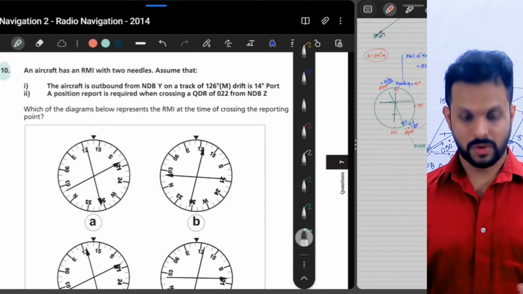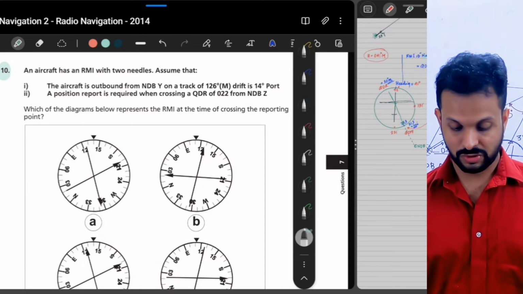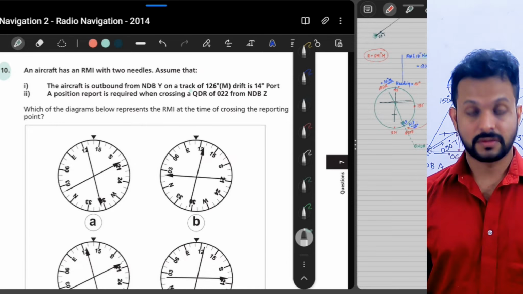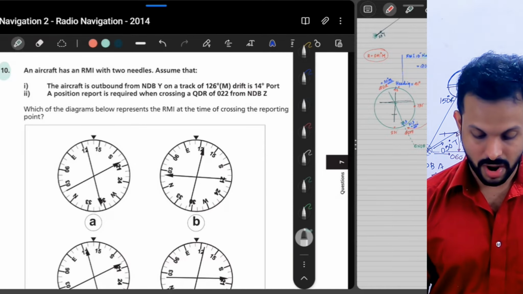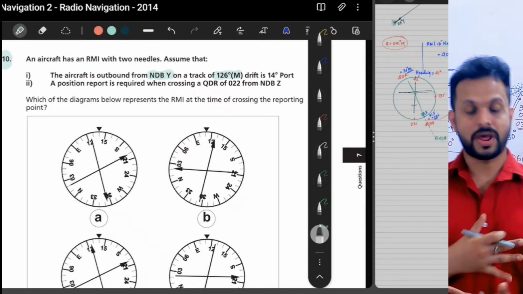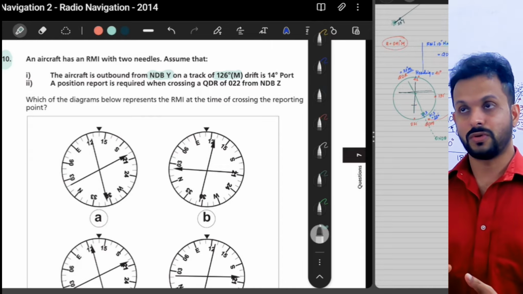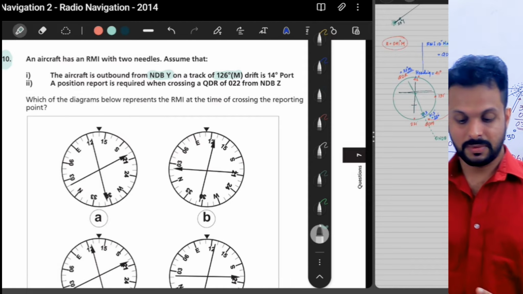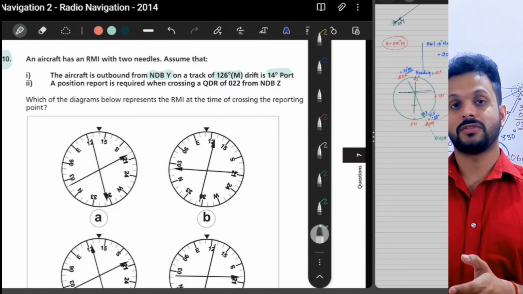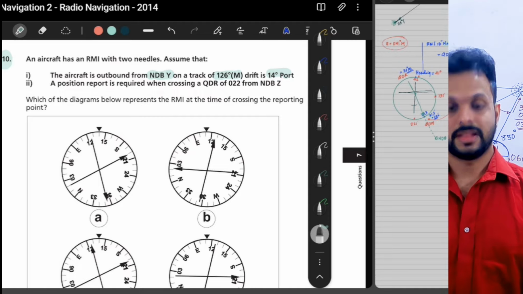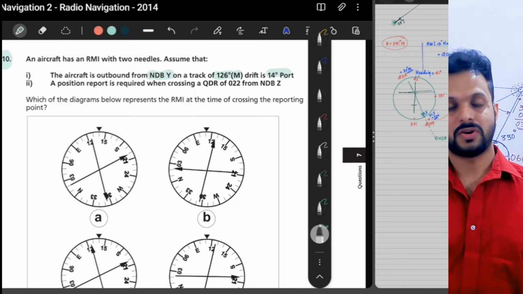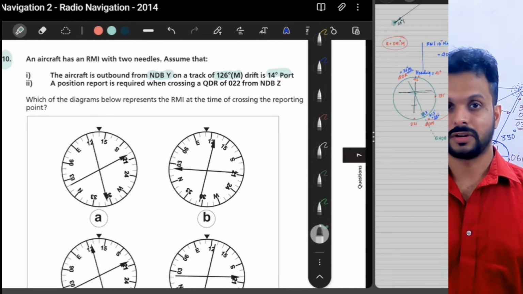All right, so let's see the question once again. Here we have 2 different assumptions which we need to make. Number 1 is that the aircraft is outbound from an NDB Y on a track of 126 degrees magnetic. So this is the track from the NDB, so it's more like the QDR, right? From the NDB is 126, it's in magnetic, and the drift is given as 14 degrees port. Remember, port drift means your track is to the left of heading, and therefore 126 being your track, and you're going outbound, your heading is 126 plus 14, that is 140 degrees heading.